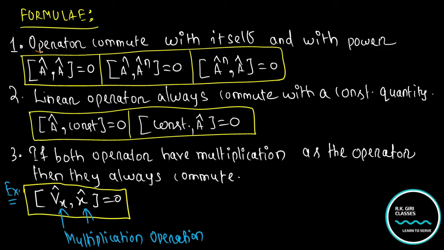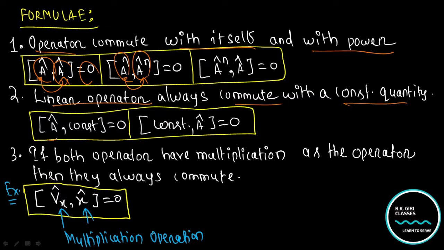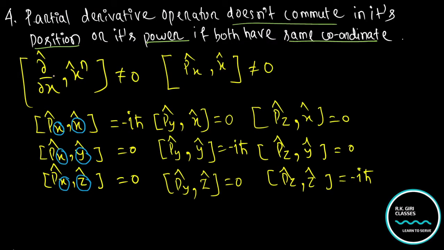That is an operator commutes with itself and its power. That is, the commutator of a with a is 0, and the commutator of a with a to the power n is 0. A linear operator always commutes with a constant quantity. Already we discussed this one. A with constant is equal to 0 and constant with a is 0. If both operators are multiplication operators, then they always commute. That is x and x, for example, multiplication operator. That's why they commute. Now see this one.